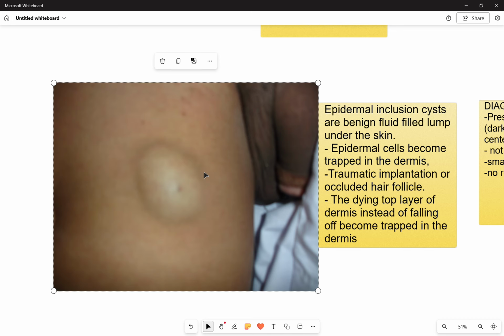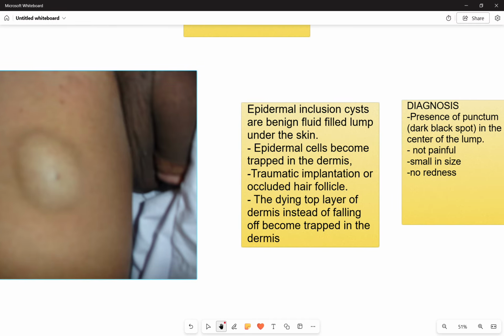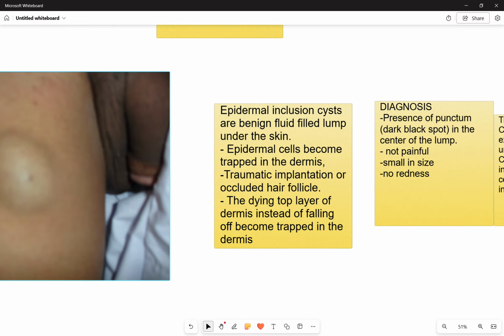Sebaceous cyst is due to blockage of a sebaceous duct, and the contents of the sebaceous cyst is sebum, whereas content of the epidermal inclusion cyst is keratin. Now, how does it form? Epidermal inclusion cysts are benign fluid-filled lumps under the skin.